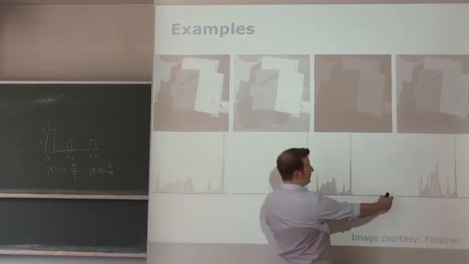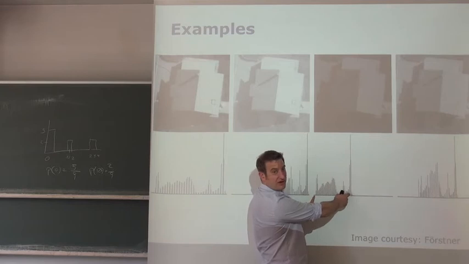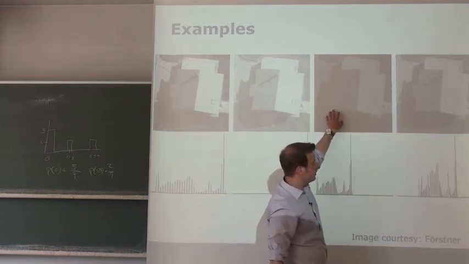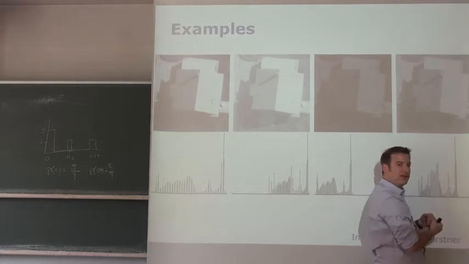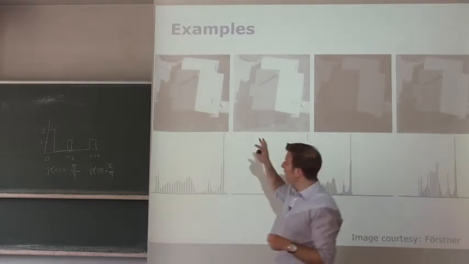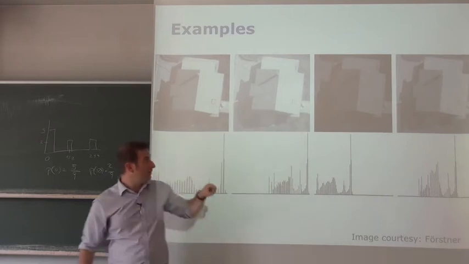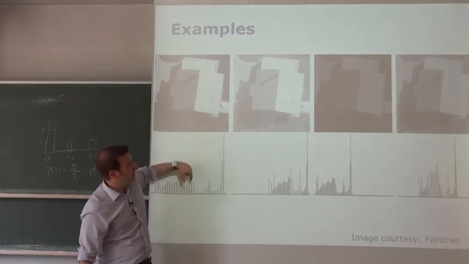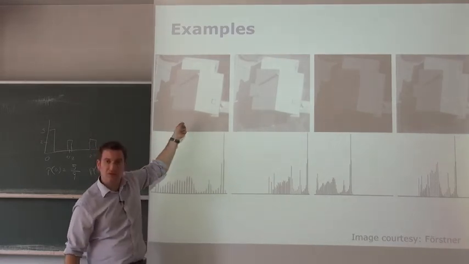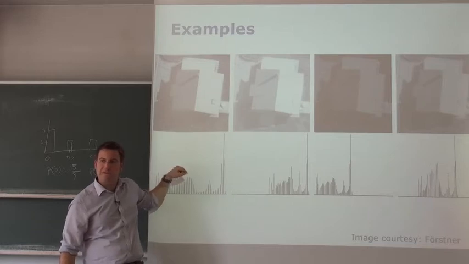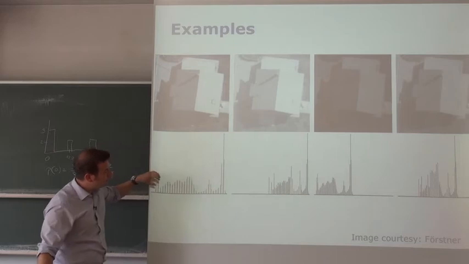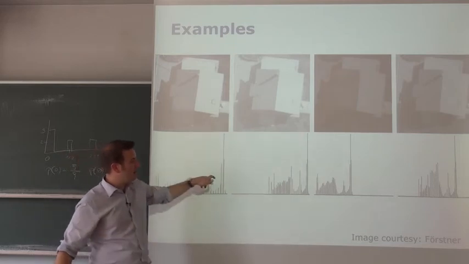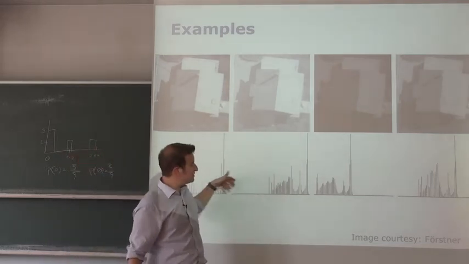Here it's exactly the other way around. The whole histogram sits in this area, so it's pretty dark. And here it's somewhere in the middle, so it's compressed in the x direction. I can see different images corresponding to the different histograms. So what I can do now is an operation, a mapping that changes this histogram.